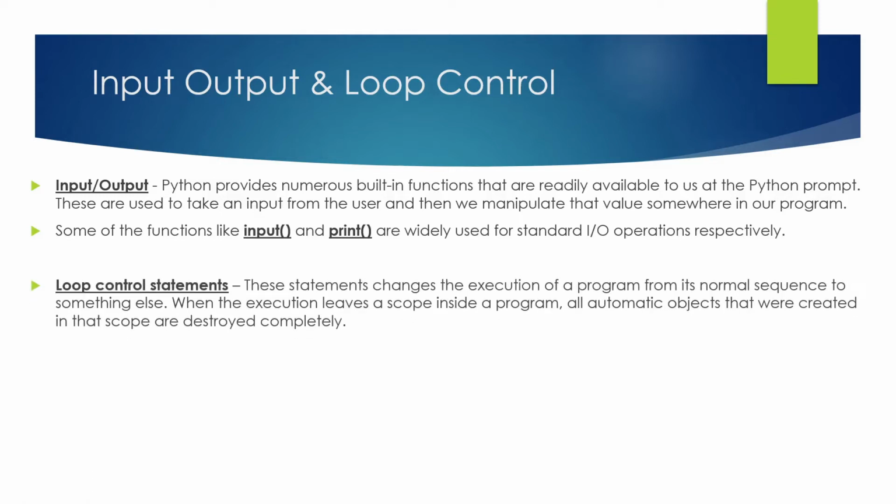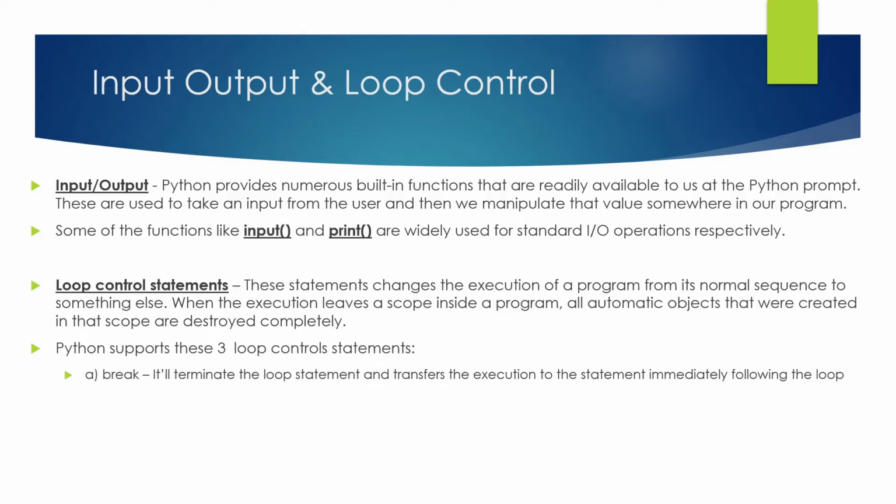Second is loop control statements. When we talked about while and for loops, we didn't talk about loop control. How do you control them? Yes, you can control them through ranges, but there are a few other things we can use. These statements change the execution of the program from its normal sequence to something else. When the execution leaves a scope inside a program, all automatic objects that were created in the scope are destroyed completely. There are three types of control statements.